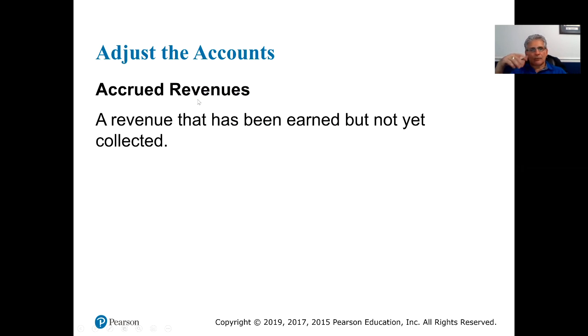Now, in the previous example, we had an expense that had not been paid out. We've incurred the expense, so we recognize the expense and we recognize the payable, the liability, even though they hadn't been paid out yet. But we could also have the reverse situation where we actually have earned money that has not been recorded in the books. We call that accrued revenues, a revenue that has been earned but not yet collected.